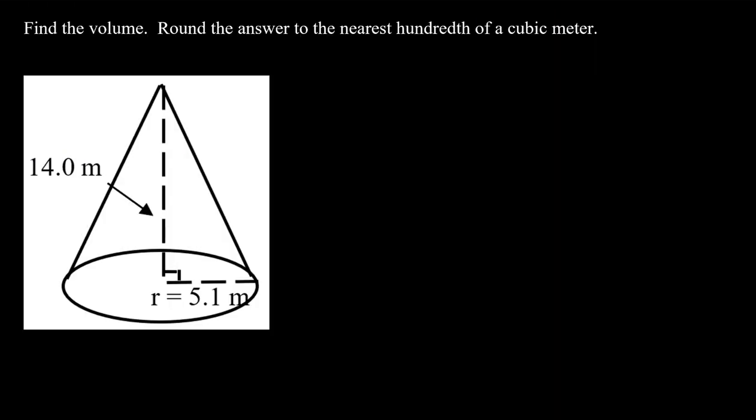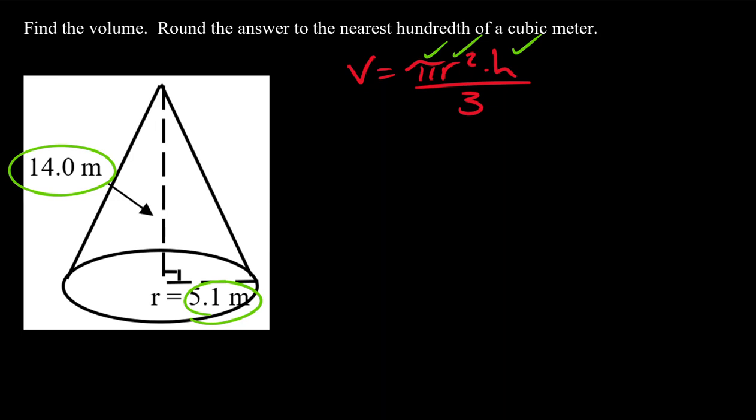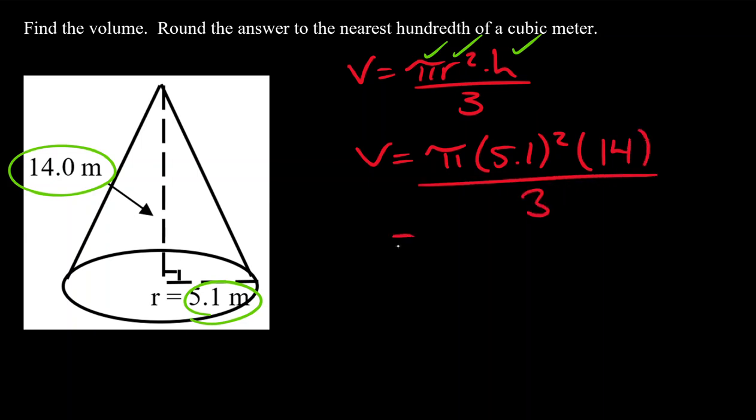Some similar ideas here for the volume of a cone. We already went over this. The volume of a cone is pi r squared h divided by 3. We know what pi is, we know the radius in this example is 5.1 meters, and we know the height is 14 meters. So this is a pretty easy calculation. Pi times r squared, so 5.1 squared, times h, which is 14, all divided by 3.